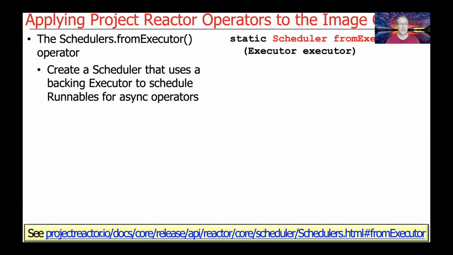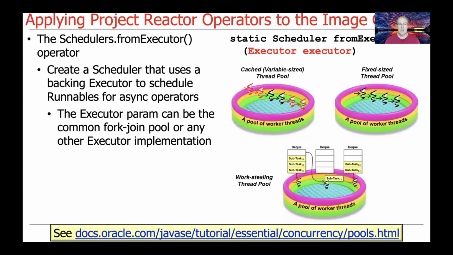The next operator we're going to take a look at is the Schedulers.fromExecutor operator. And this is used to create a scheduler that uses a backing executor to schedule runnables for async operators. The exec parameter that's passed in from executor can be the common fork join pool. It can be any of the other executor implementations that come out of the box, like fixed size thread pool or cached thread pool.